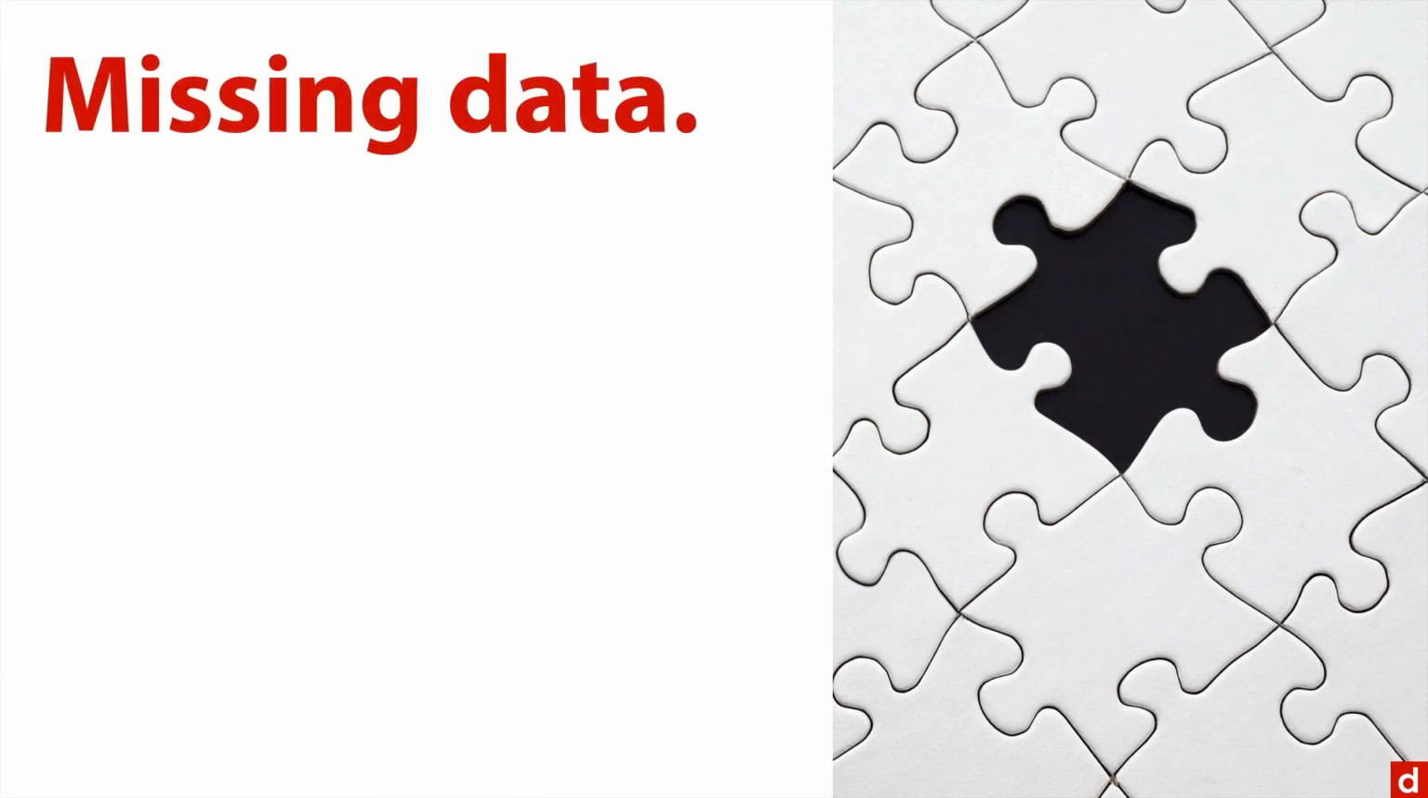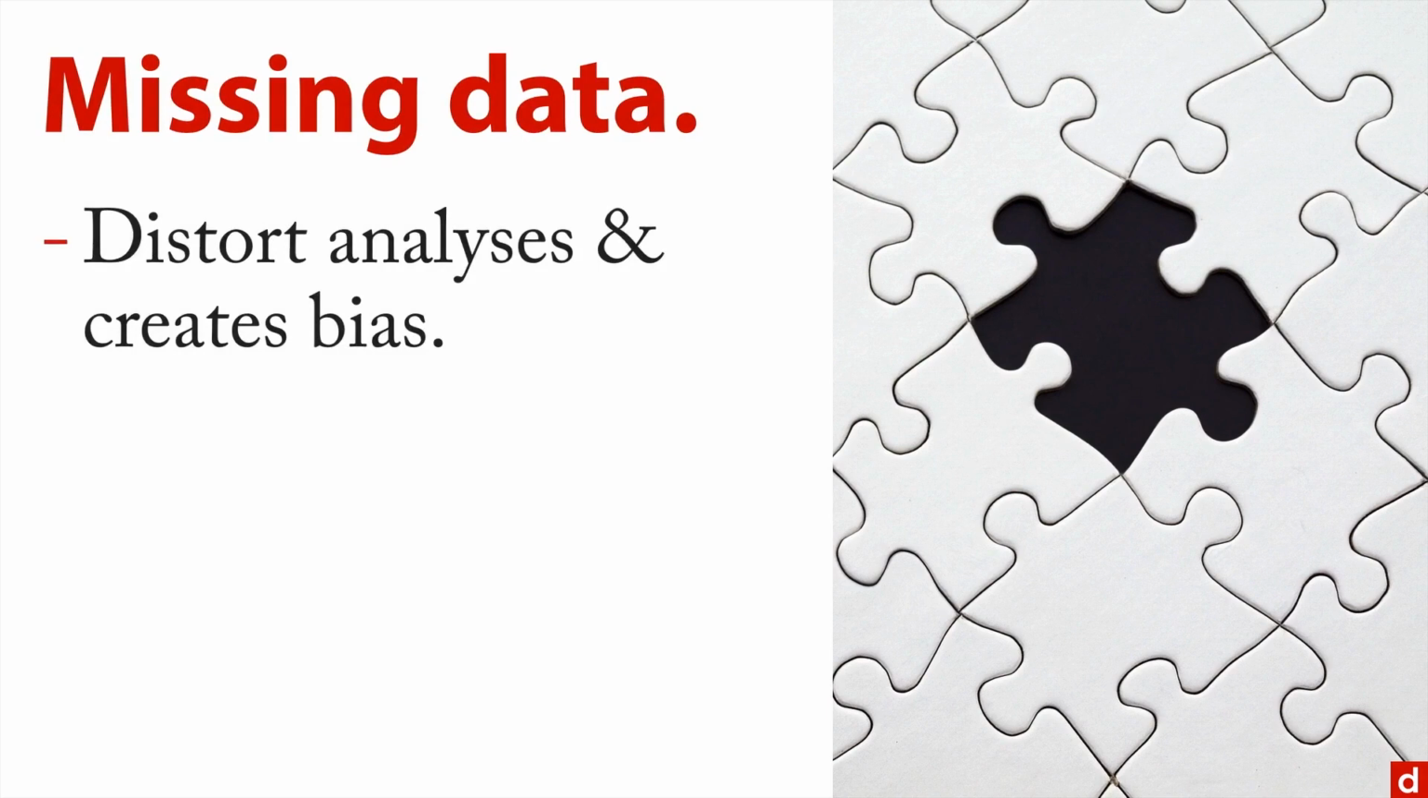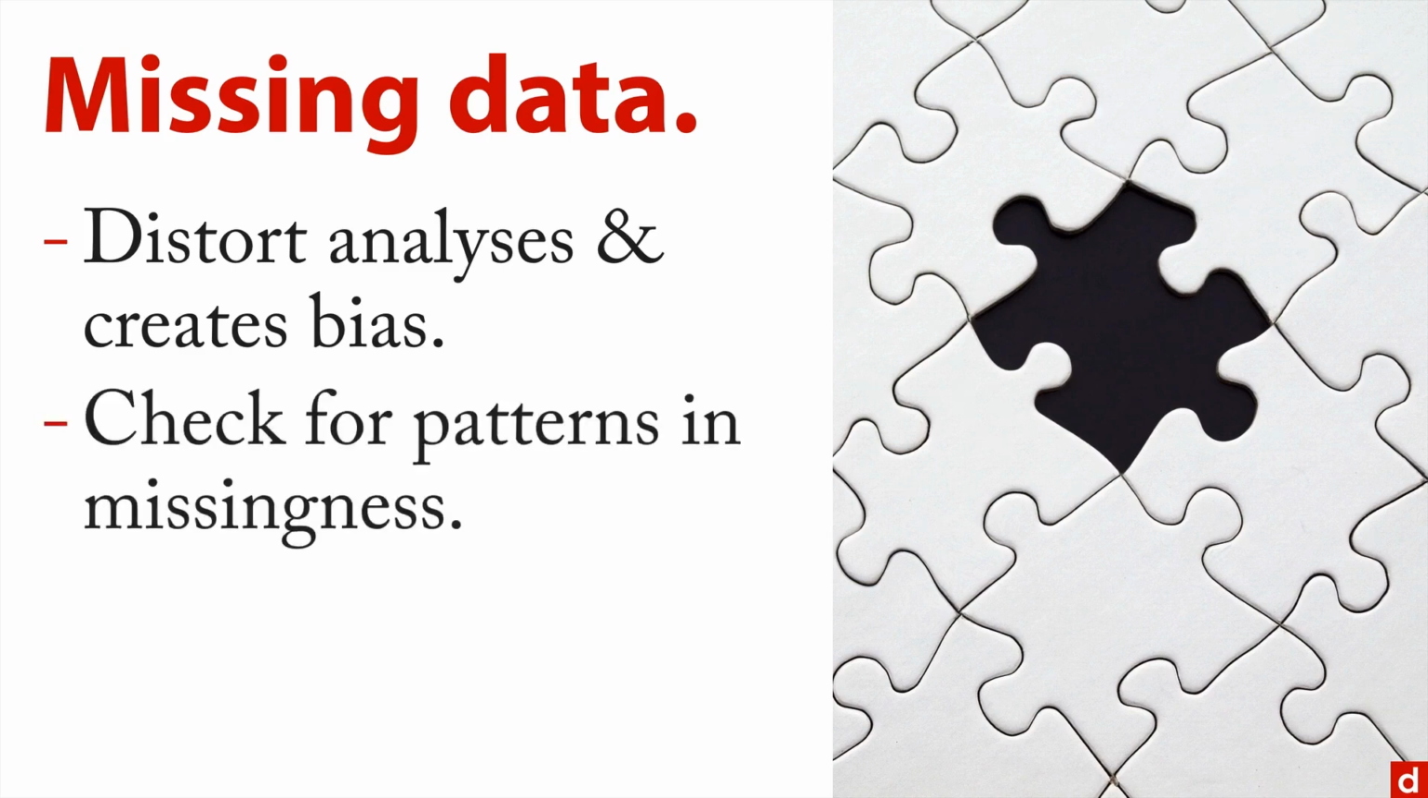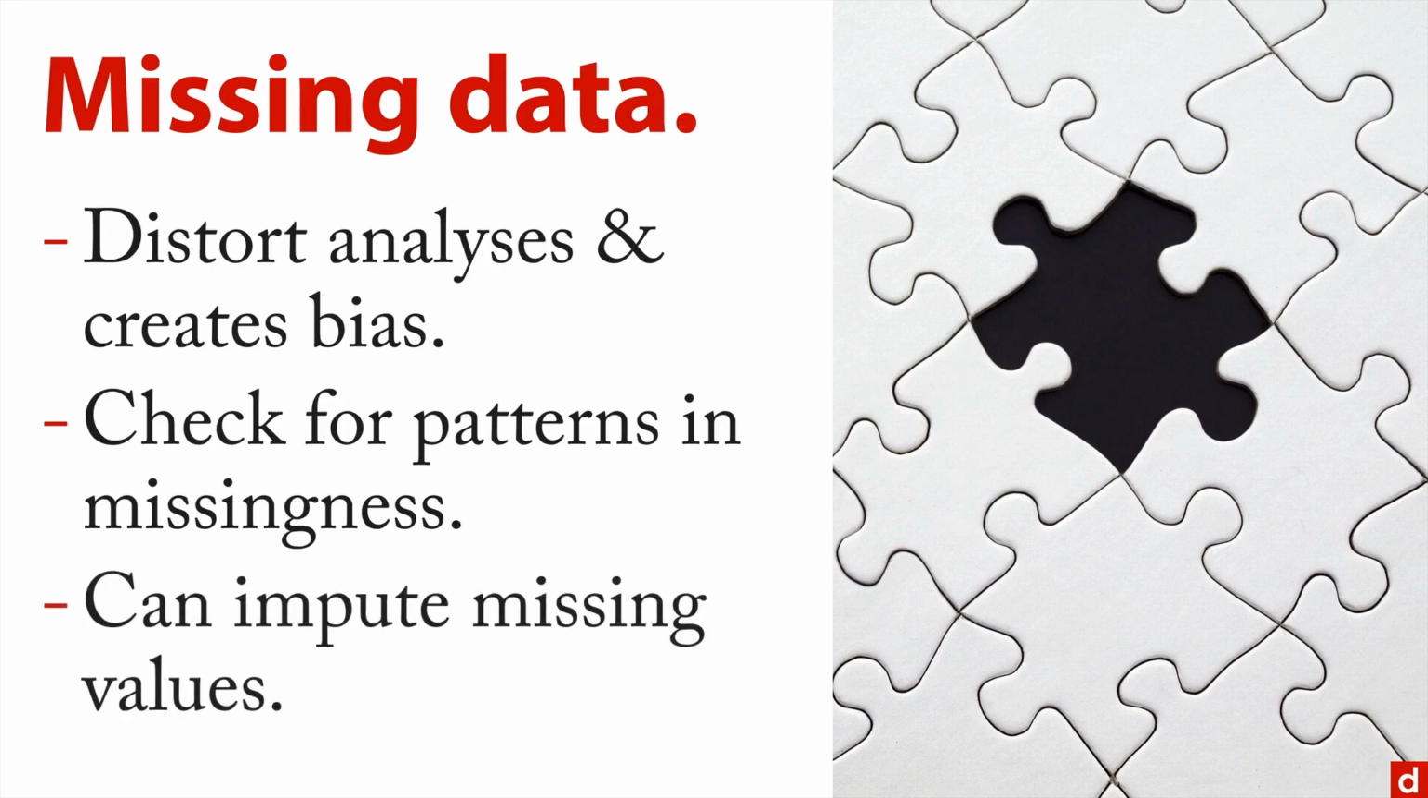Finally, there's the problem of missing data, and this is a big problem. Missing data tends to distort analyses and it creates biases if it's a particular group that's missing. And so when you're dealing with this, what you have to do is actually check for patterns in missingness. You create a new variable that indicates whether a value is missing, and then you see if that's associated with any of your other variables. If there's not strong patterns, then you can impute missing values. You can put in the mean or the median. You can do regression imputation, something called multiple imputation, a lot of different choices. And those are all more technical topics that we'll have to talk about in a later, more technically oriented series.